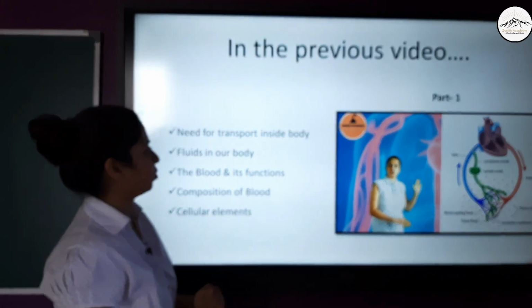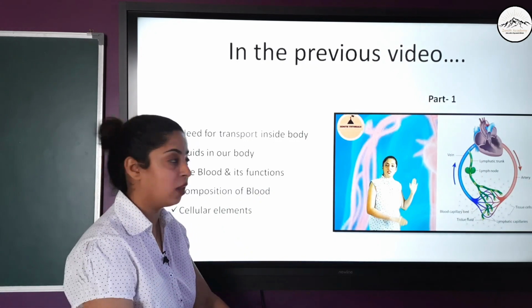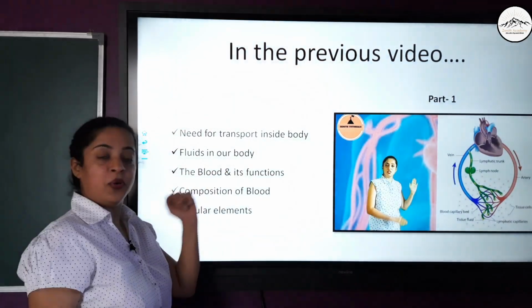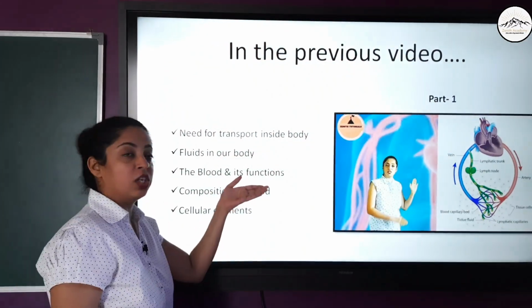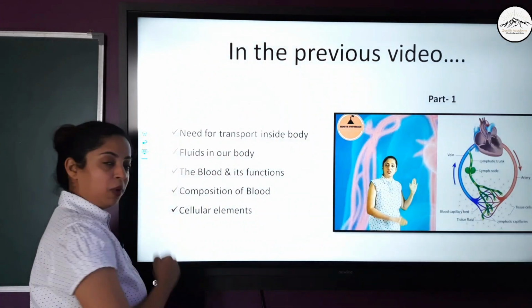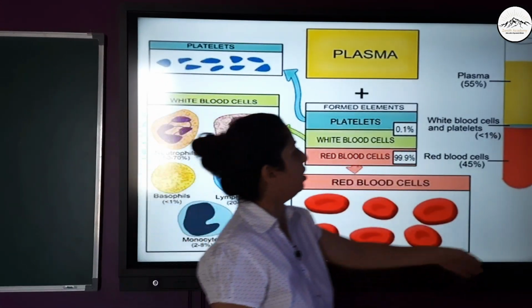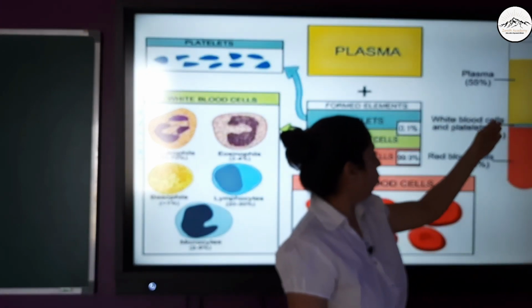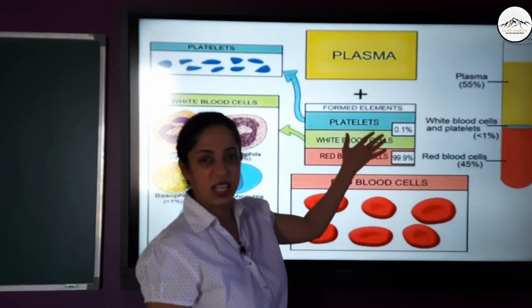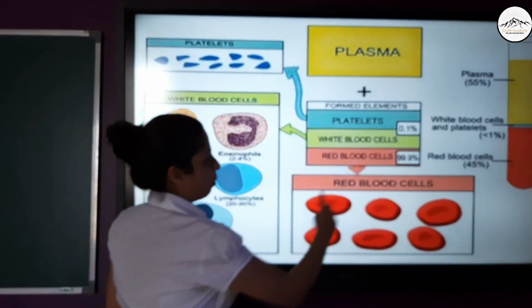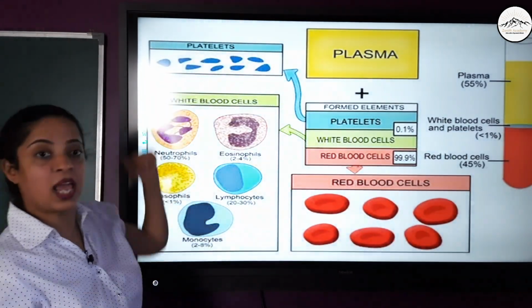So in part 1, students, we studied the need for transportation inside the body, why there is a need for transport in the body, the different types of fluids in our body, the blood. We also studied in detail the functions of blood, composition of blood and different cellular elements. Children, we already did that blood is composed of plasma, white blood cells, platelets and red blood cells. So we studied these components in brief. Today I'll be talking about red blood cells, and in our coming lectures we'll be talking about white blood cells and platelets.